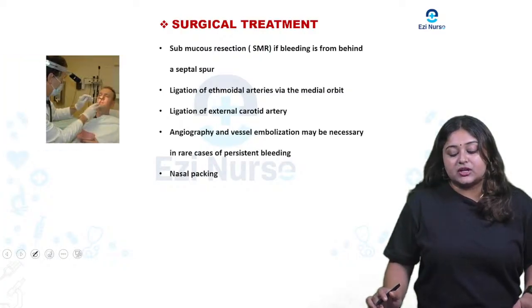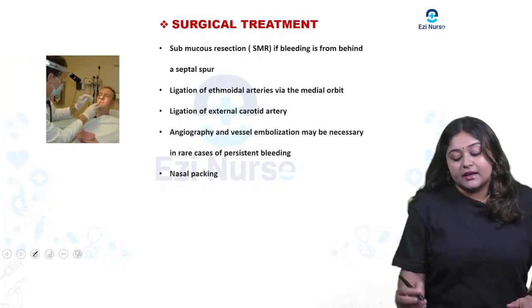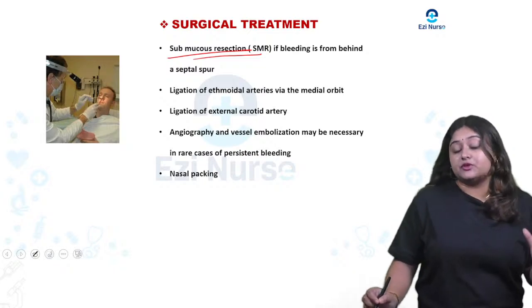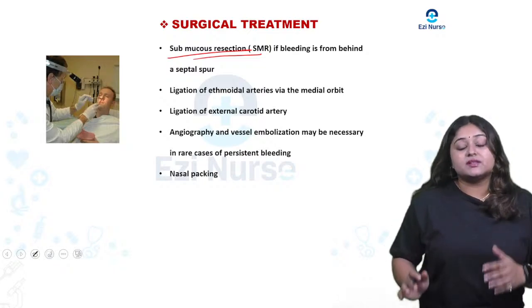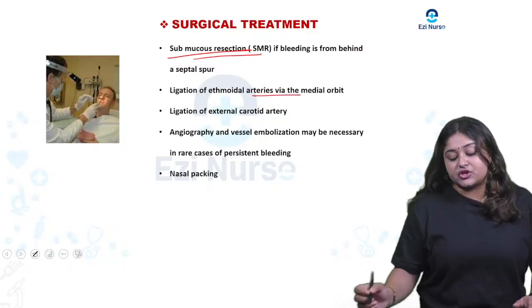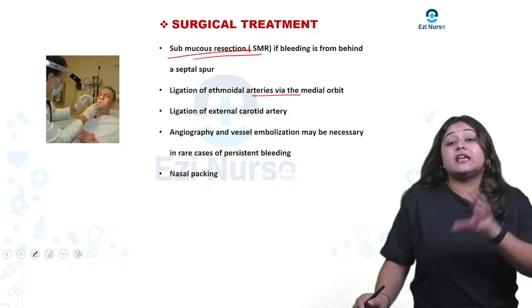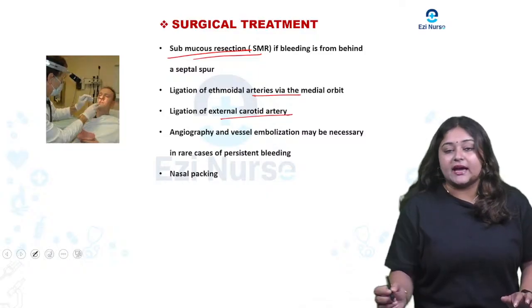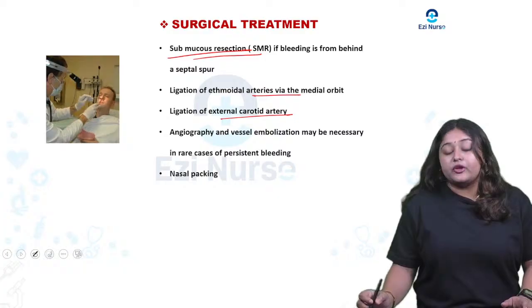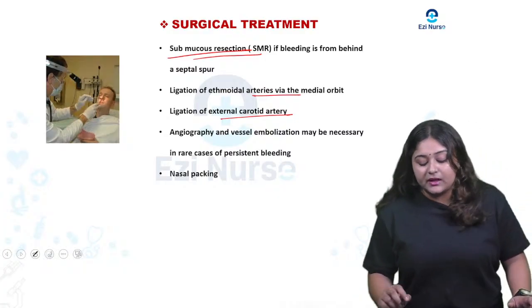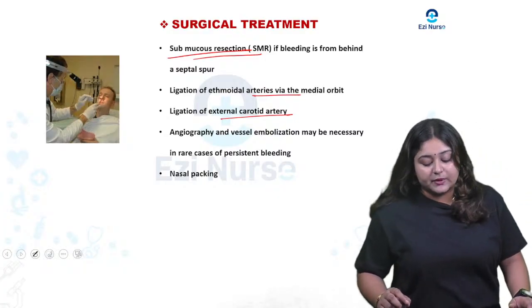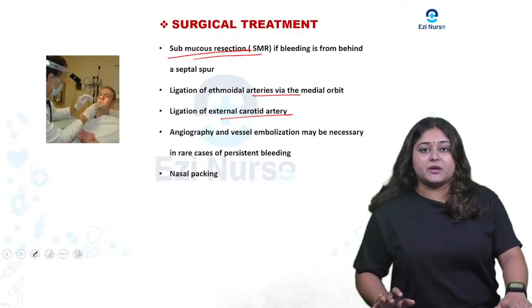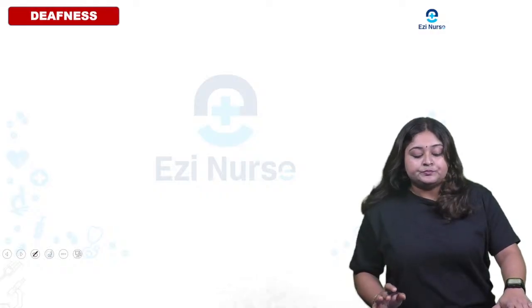Now come to the surgical treatment. First is submucous resection, or SMR, if the bleeding is from behind a septal spur, and next the ligation of the ethmoidal artery via the medial orbit. If the bleeding is too severe, then ligation of the external carotid artery, then angiography and vessel embolization may be necessary in rare cases of bleeding, and next is nasal packing. So these are all the surgical treatments, but it is a very rare case.